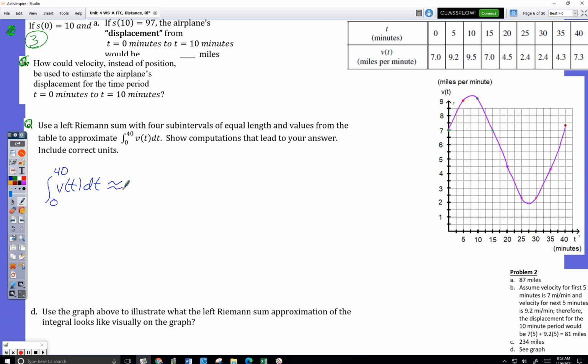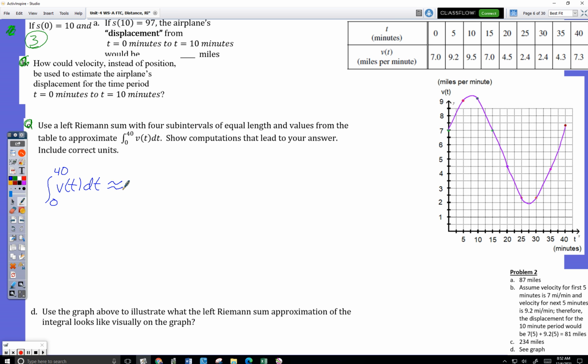Raise your hand if you can tell me why I put approximate instead of equal. Why did I put approximate instead of equal? Because you can't measure the absolute, it's going to be an approximate, it's going to be close. You can't get the absolute value of it.